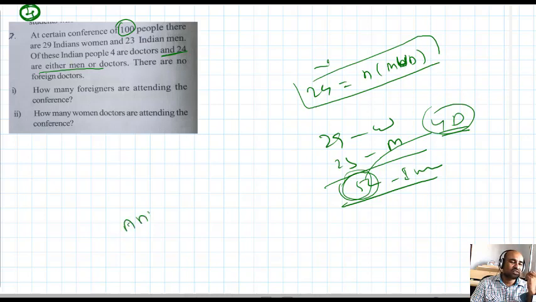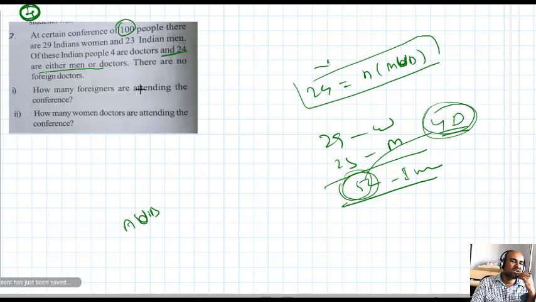What is the definition of A union B? Either A or B. That's it. Either men or doctors means 24 equals N of M union D. There are no foreign doctors. All these 4 are Indian doctors only.